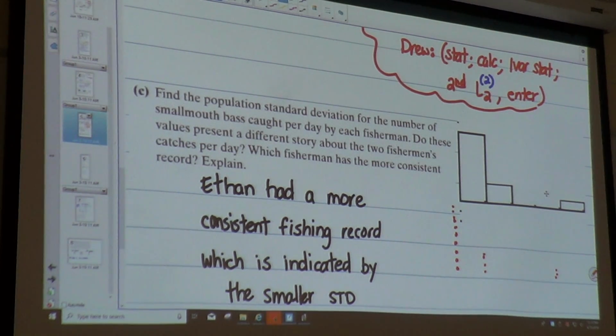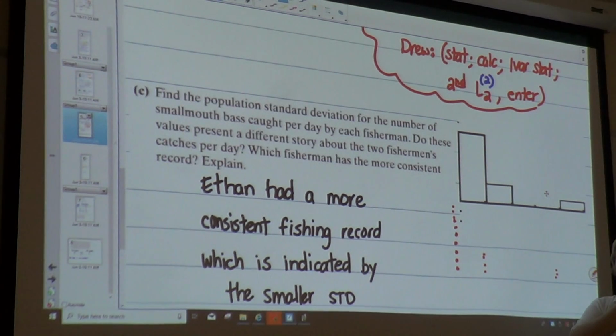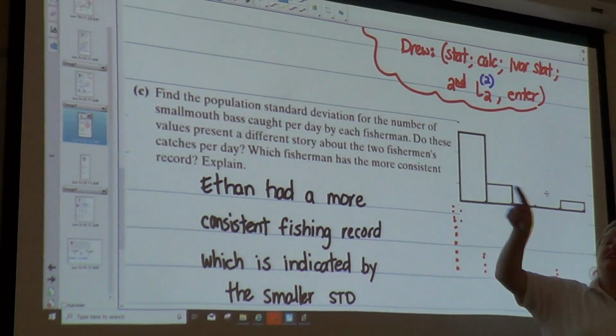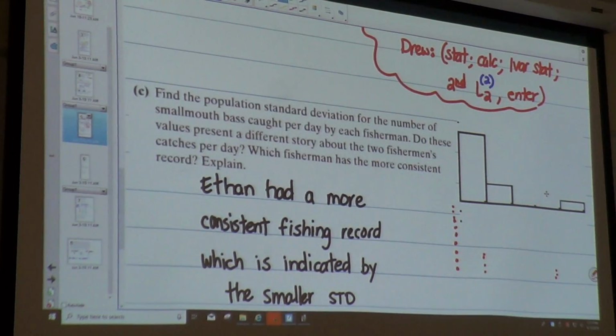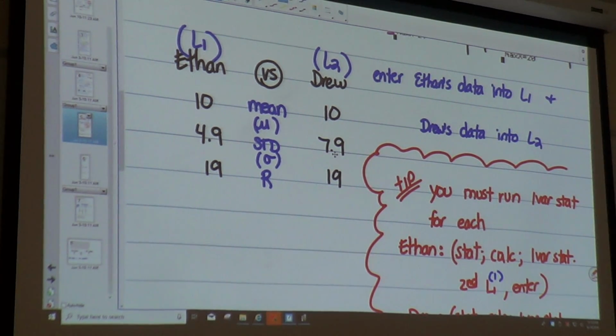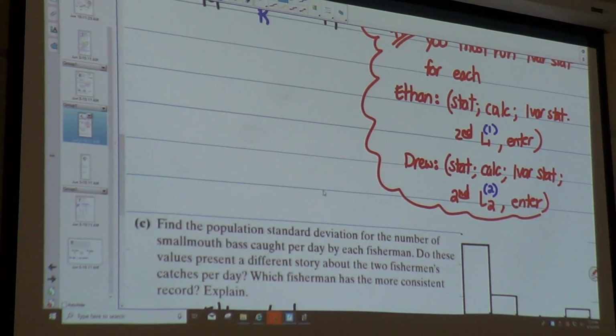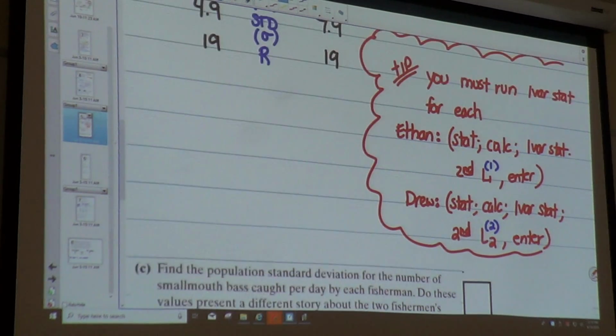So from what we've done before, what does this dot plot tell me? What kind of skewness does it have? Skewed right, because here's my outlier. Go with me? All right, find the population standard deviation. We did that up here. We found the population standard deviation. That was our sigma x, 4.9 and 7.9. And this question says, do the values represent a different story about the fishermen's catches? Which fisherman has a more consistent record?